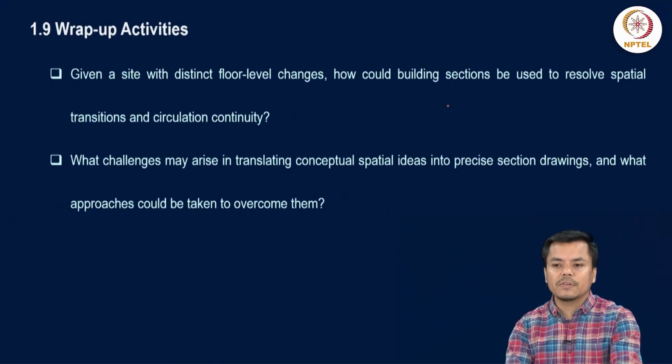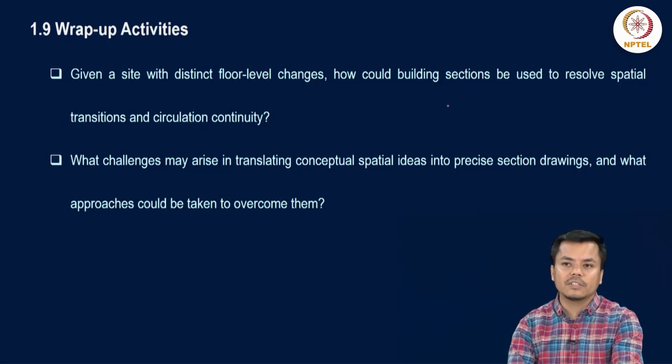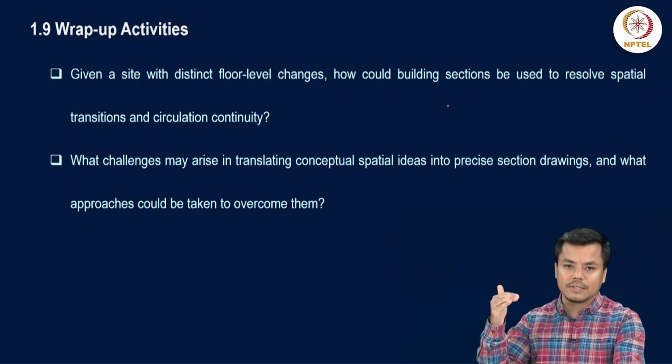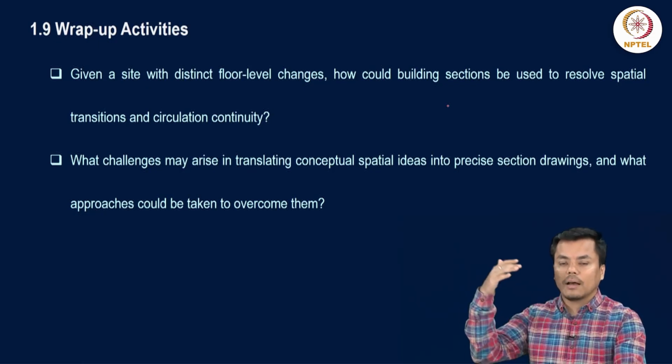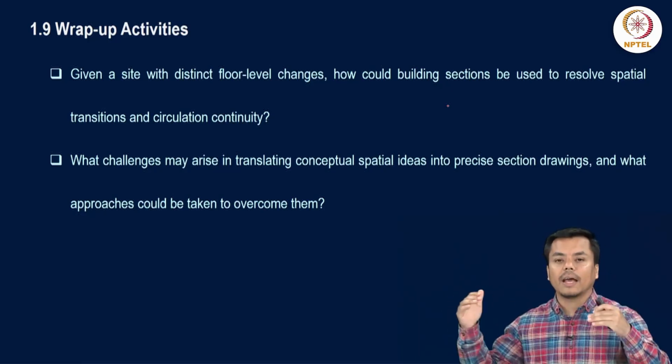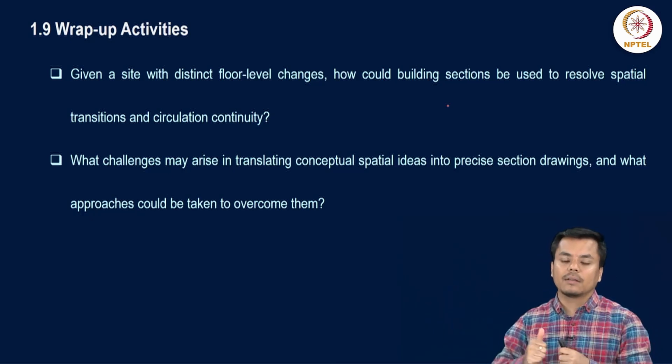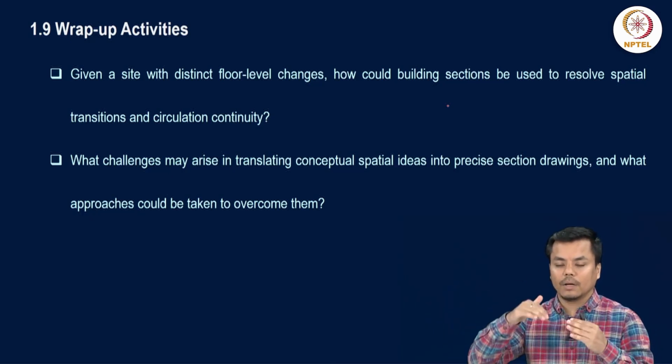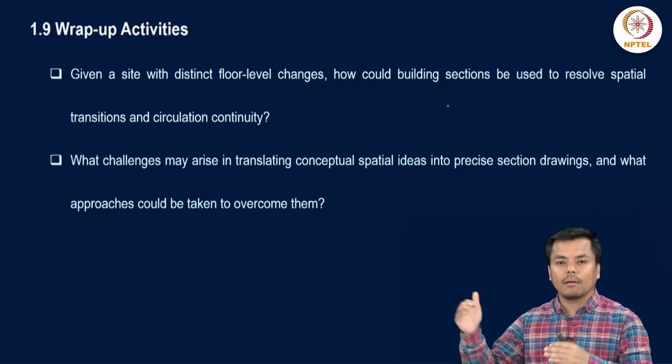So these are some activities that are suggested to be completed at the end of this lecture. Given a site with distinct floor level changes, how could building section be used to resolve spatial transition and circulation continuity? So if you have floor level changes, your staircase mid landing is at a different level, and then you have your staircase at a different level, and these all are at different levels.